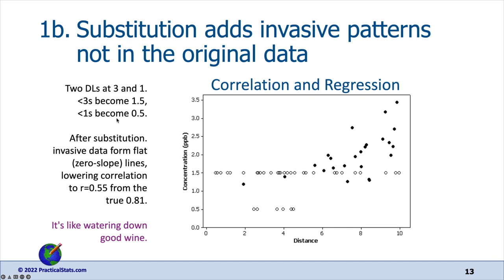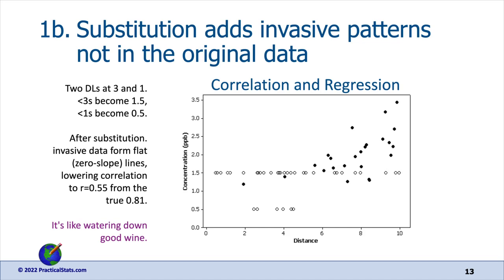And because of some different conditions, they used a lower detection limit at times. May have been a different laboratory or some other cause. And so those less than 1's become 1/2. After substitution, these are flat lines that are invasive. We have just taken data that had an increasing slope and put in a zero slope for them. And that combination, which you caused by substituting, changes the correlation coefficient from 0.81 to 0.55 and probably not significant. So it waters down the signal.